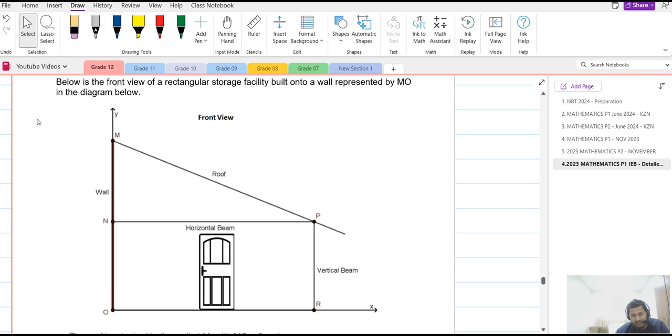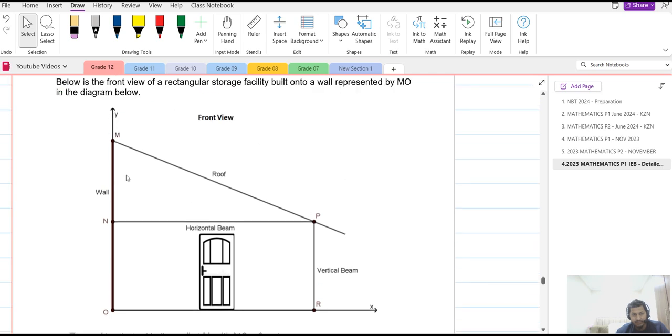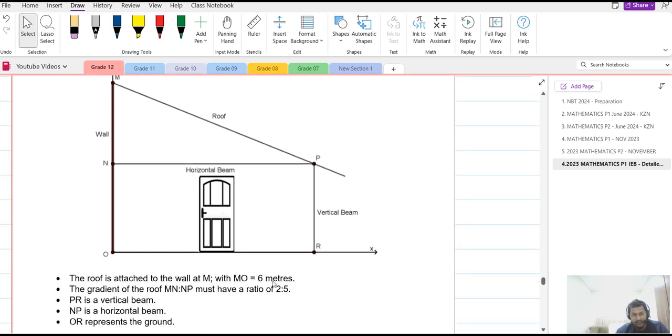Okay, so we're not looking at the entire structure, right? Rectangular facility. Okay, that's a roof. Just looking at the front view. It's built onto a wall. Right, the roof is attached to the wall at M, with MO equal to 6 meters.